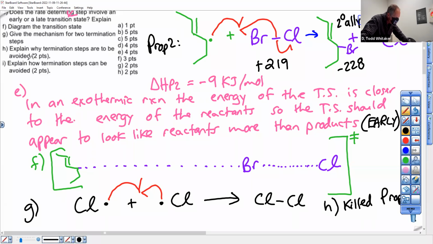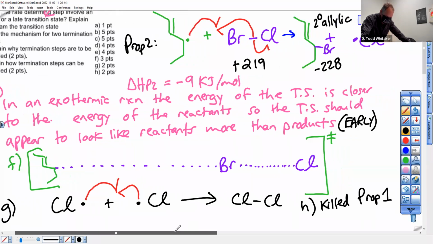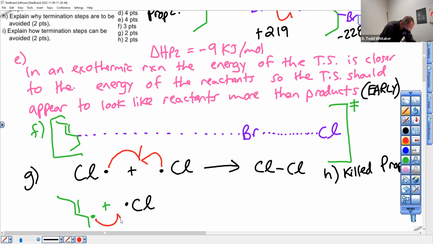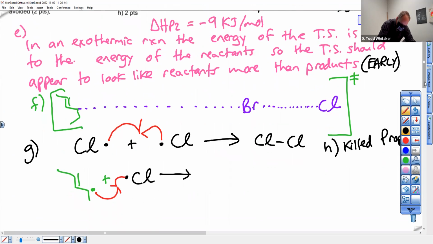Explain why termination steps are to be avoided. Why they are bad things. Because you killed one of your propagation steps. Let's do this radical, the other radical, meeting itself. Oh, the worst of the worst. Chlorine radical. Oh no. Oh, and I didn't copy my molecule fully, did I? Yeah, there we go.